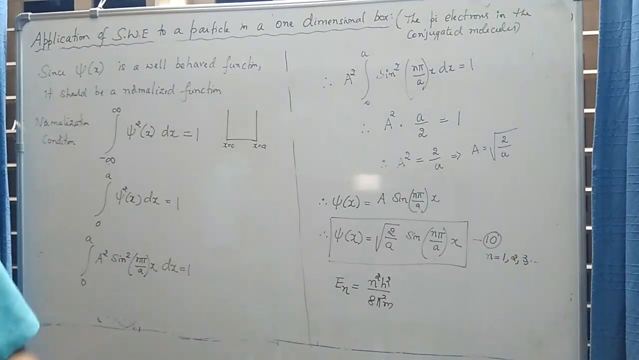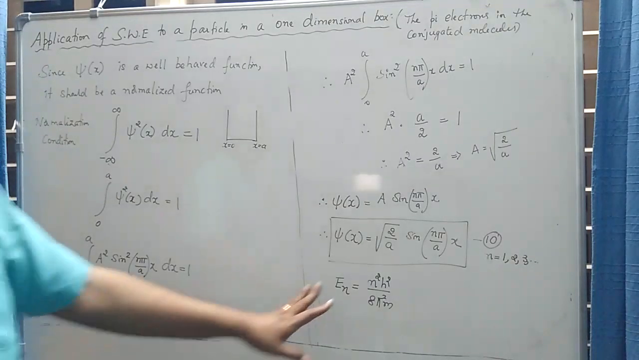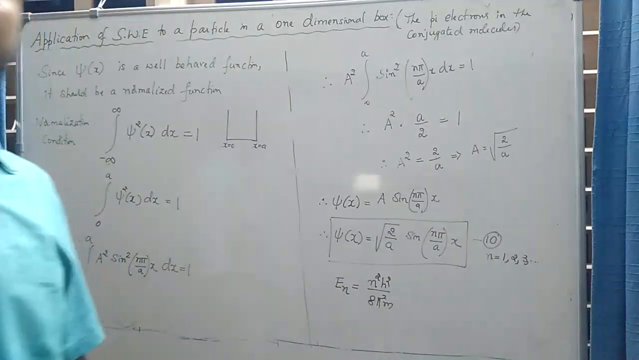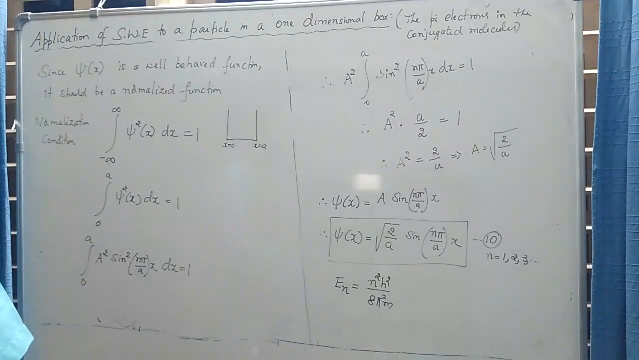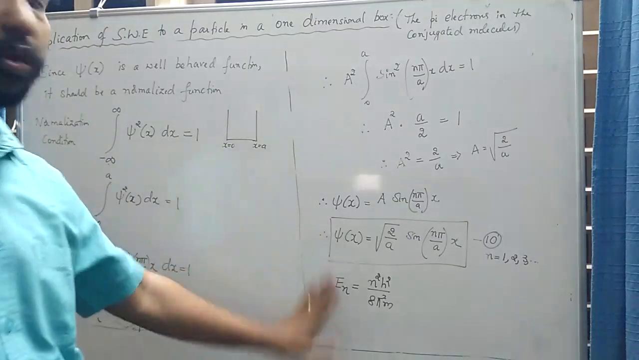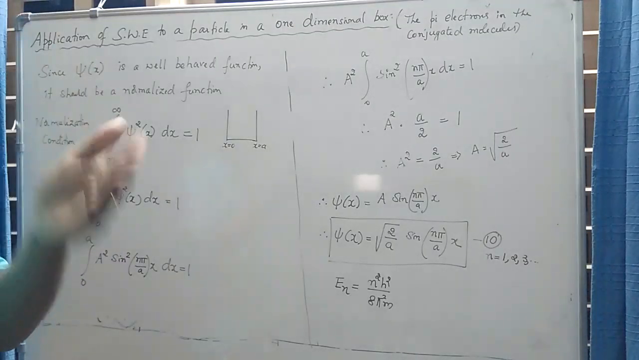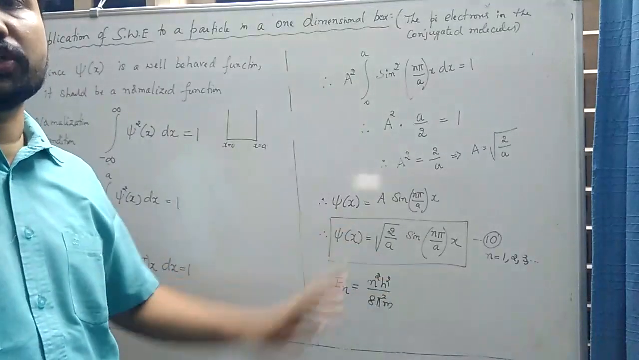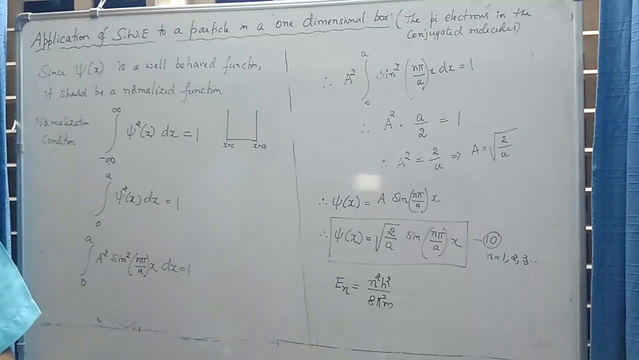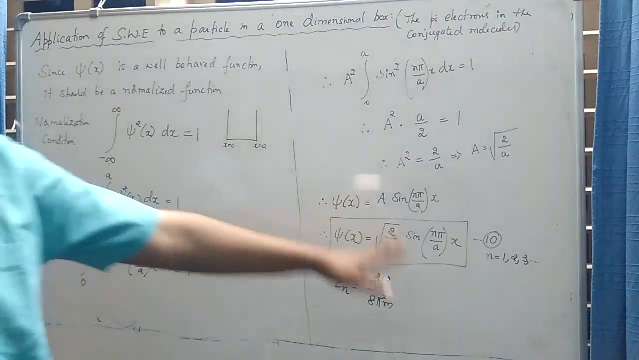So in today's class our aim was only to derive these equations. When we solve a Schrodinger wave equation, we obtain energy as well as wave function, and we have obtained both. In the next class we will try to understand the physical significance of these two equations. There are some very important points that we have to understand by using these equations.